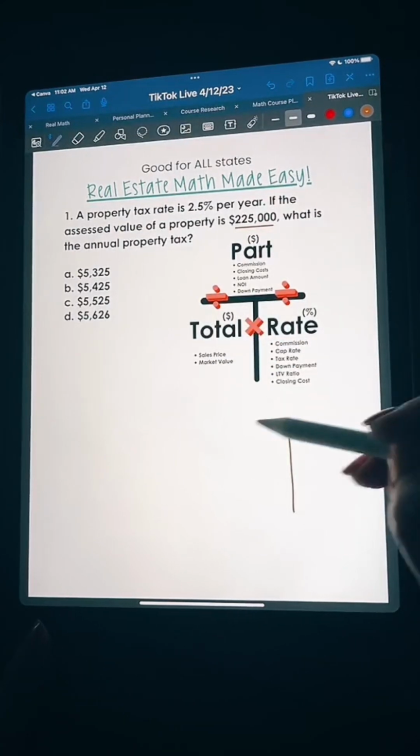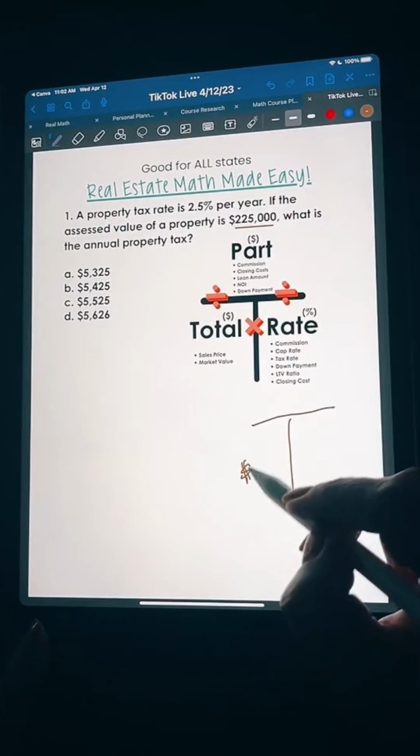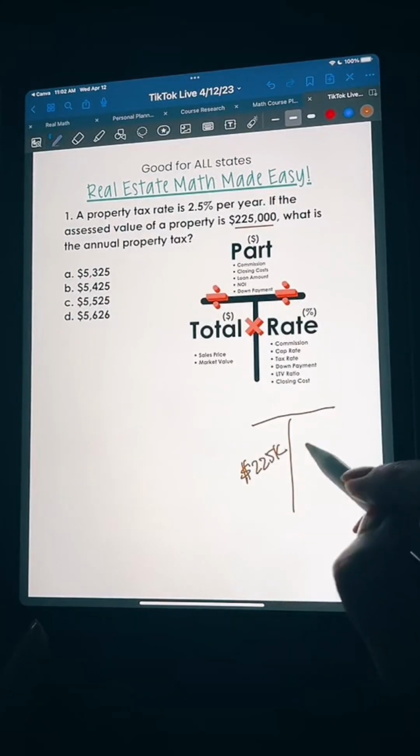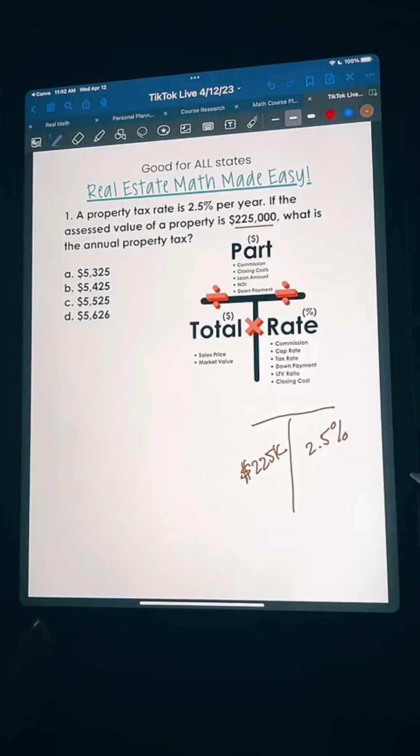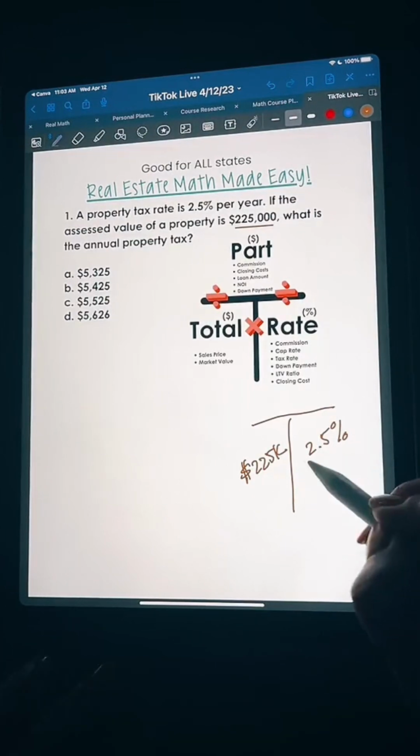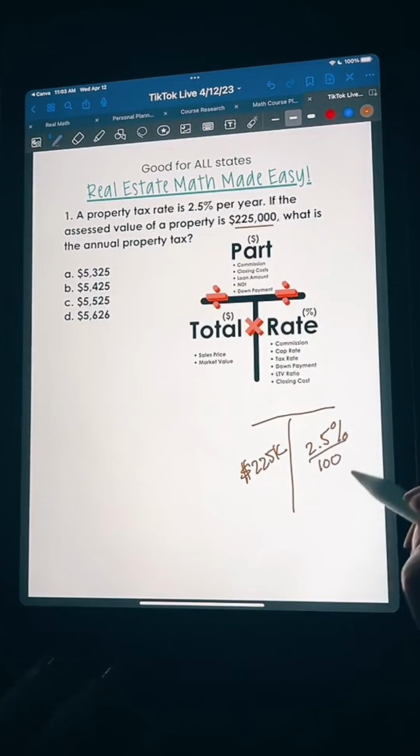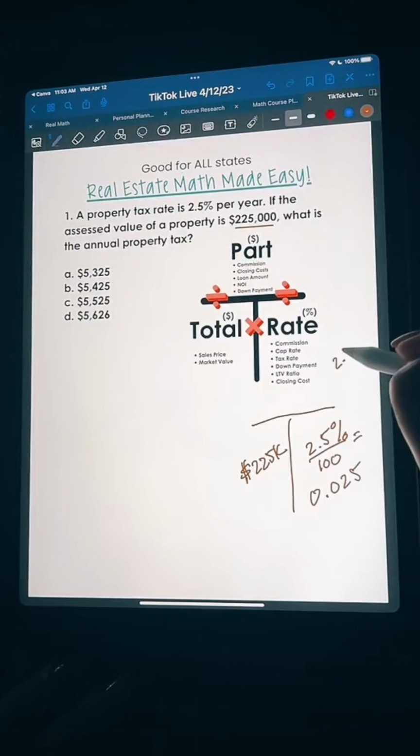So when we do our own little T chart, we put 225,000 here and 2.5% here, okay? But remember, we have to change this percent to a decimal, and we do that by dividing by 100, okay? So that's going to equal 0.025, all right? So basically all we're doing when we change a percent to a decimal is move it over 2 times and then add zeros here, okay? So you see it's the same thing as we have down here, all right? This and this are the same.